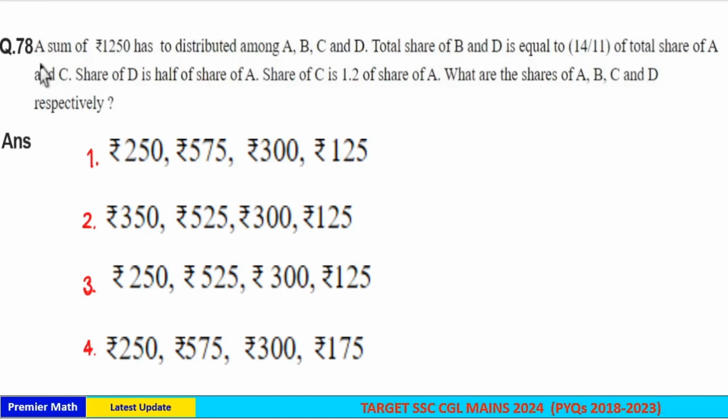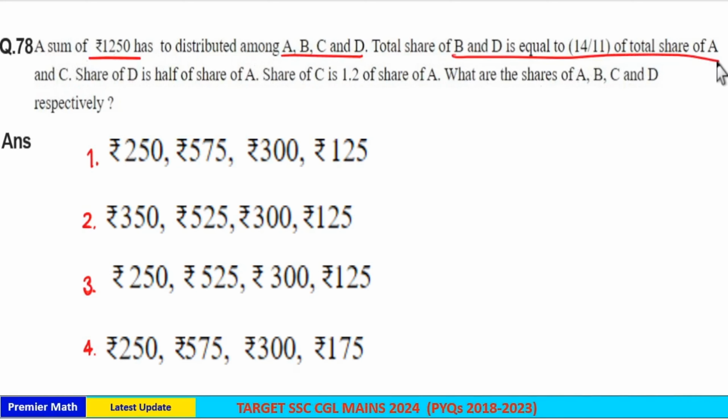1,56,000. A sum of rupees 1250 has to be distributed among A, B, C, D. The total share of B and D is equal to 14 by 11 of the total share of A and C. The share of D is half of the share of A. The share of C is 1.2 of the share of A. What are the shares of A, B, C and D?